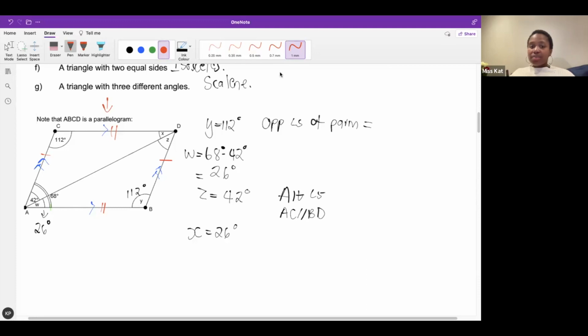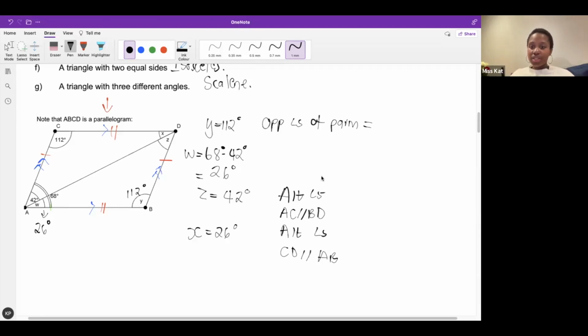Okay, don't worry, Kwezi, it's a very common mistake. Learners get stuck because it looks like a random shape and they say, I don't know what to do with this, it's just a shape. Remember, without those parallel lines, you can't do anything with this thing. Okay, so X is 26 and also alternate angles again. And this time it's CD is parallel to AB. Is that everything? W, X, Y, Z.